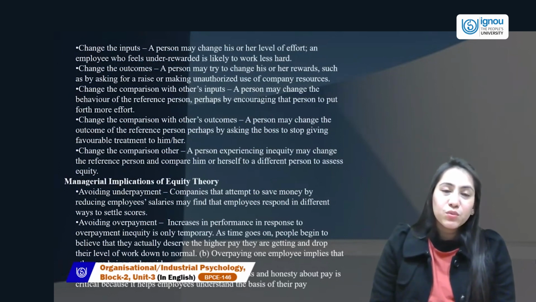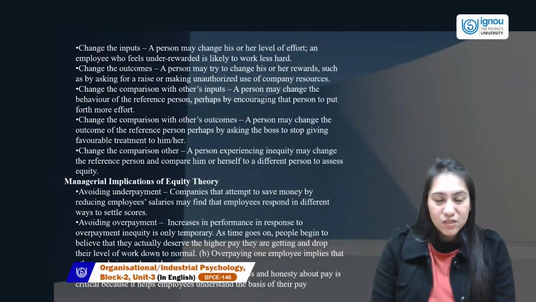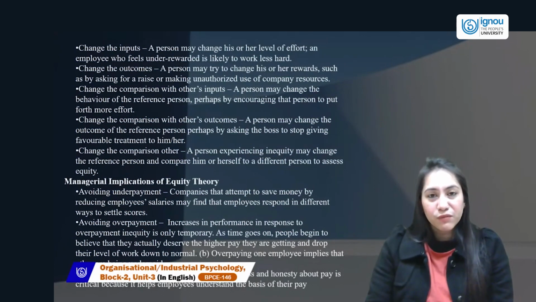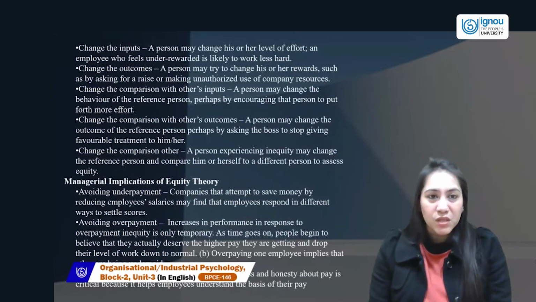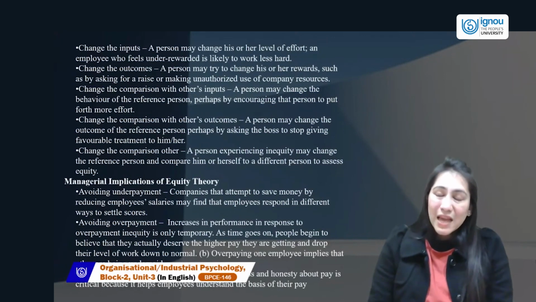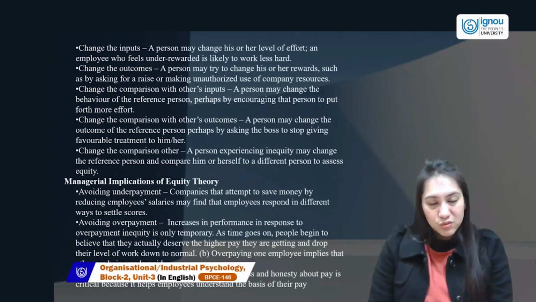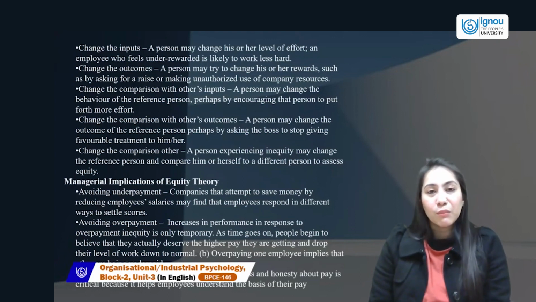People taking something which is there in their work organization to their house, or for their kids, or for their friends in another company. That is actually an unauthorized use of your company resources. You should not be taking anything from the company outside. So, that's like changing the output.